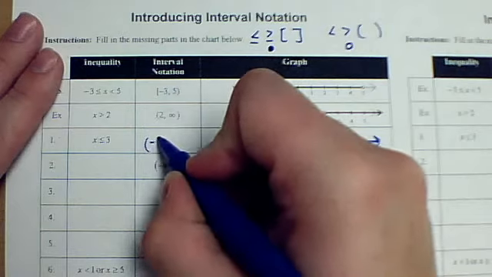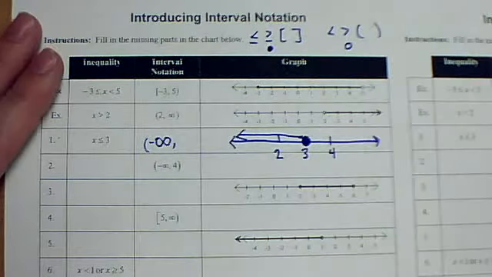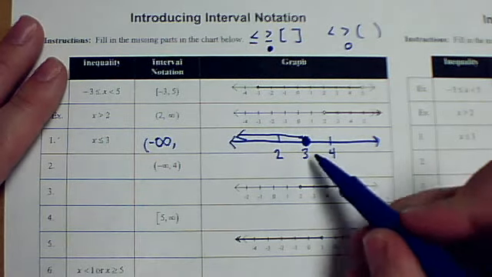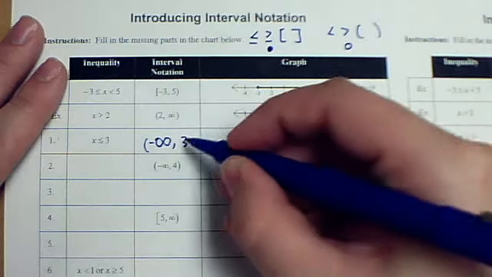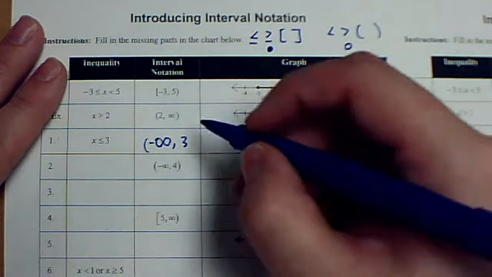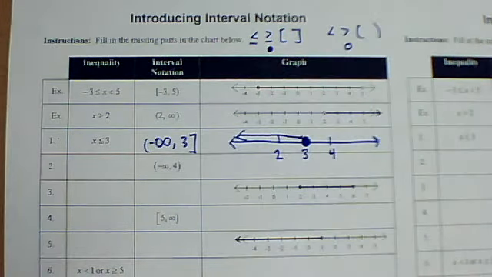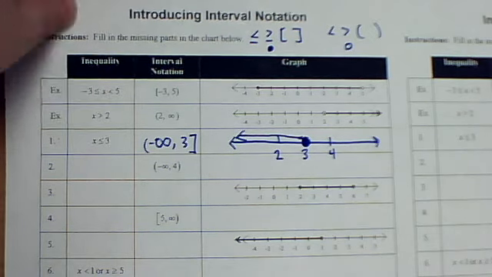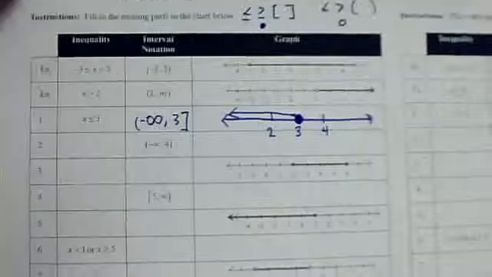So that's where I'm going to start, negative infinity. Then I stop, the highest value I can get is 3. Okay, and then I have brackets because it does include that number. Okay, if it was just less than 3, then it would be parentheses.